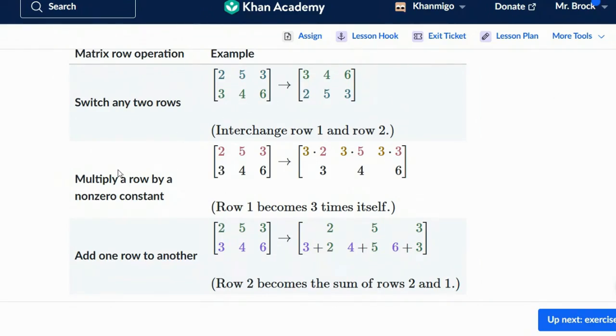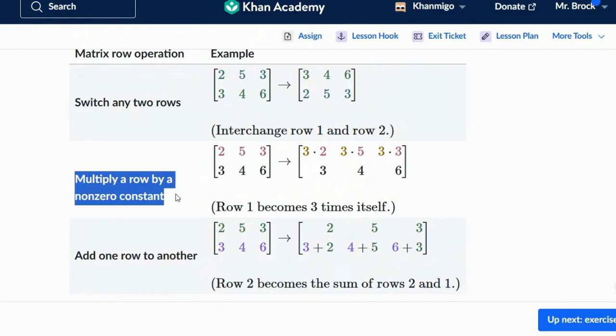We could multiply a row by a non-zero constant, which means we could take this first row, 2, 5, 3, and say I'm going to multiply everything times 3. So it's 3 times 2 and 3 times 5 and 3 times 3. So that would become 6, 15, and 9. And we wouldn't do anything to the second row.